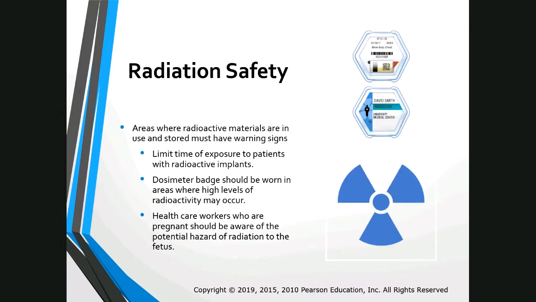Areas where radioactive materials are in use and stored must have warning signs. They limit the time of exposure to patients with radioactive implants. A dosimeter badge should be worn in these areas, and I'm going to zoom in here. A dosimeter badge looks like this. It's a badge with the technician's name on it, and it measures the amount of radiation that the technician, I'm sorry, is exposed to, because in levels of high radiation, they might decide to change their shifts or schedules.